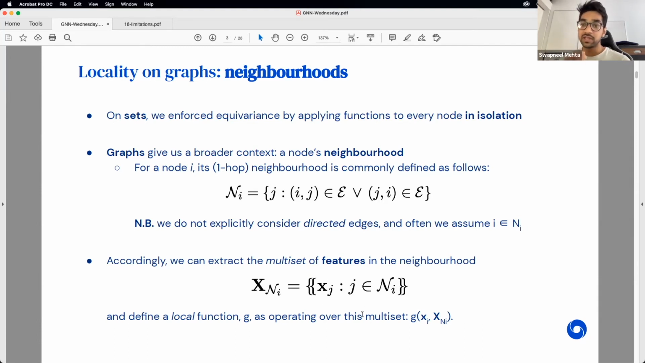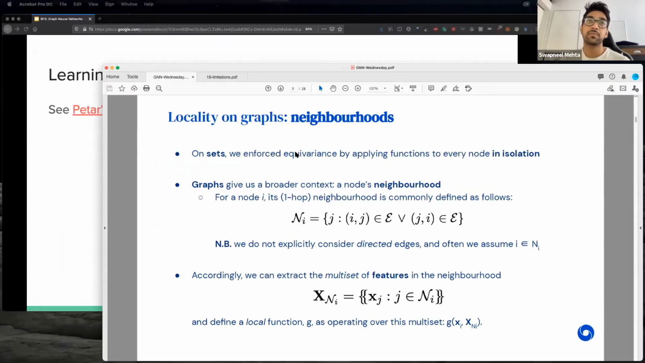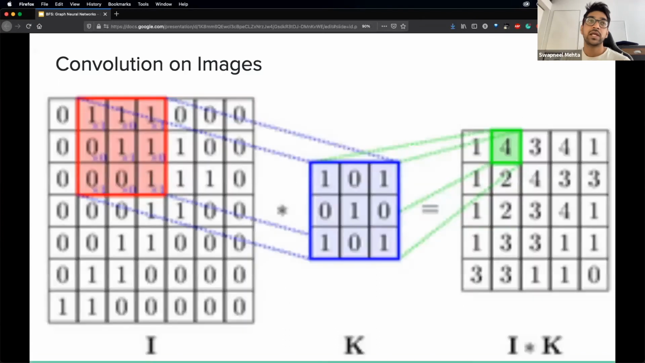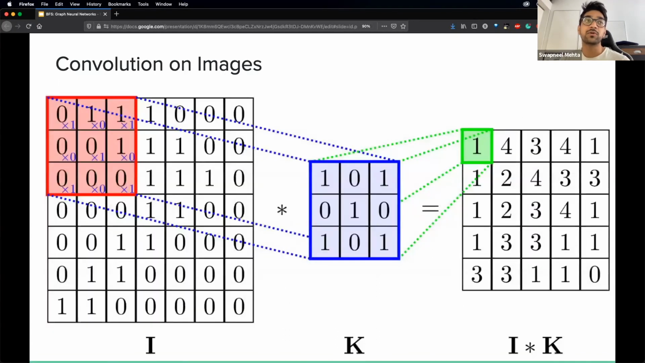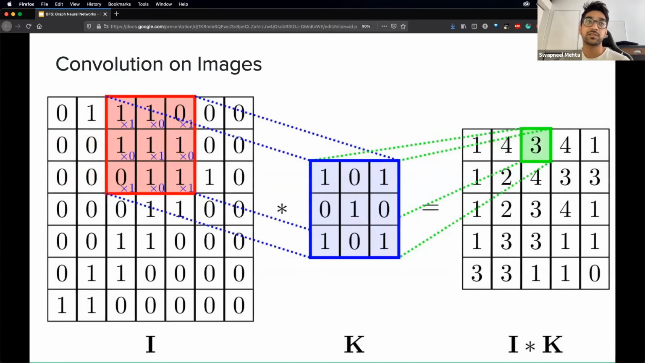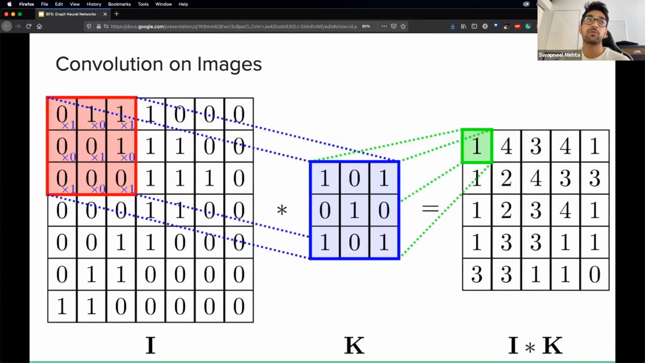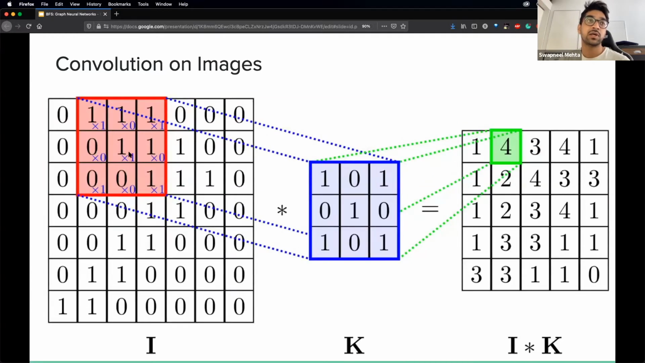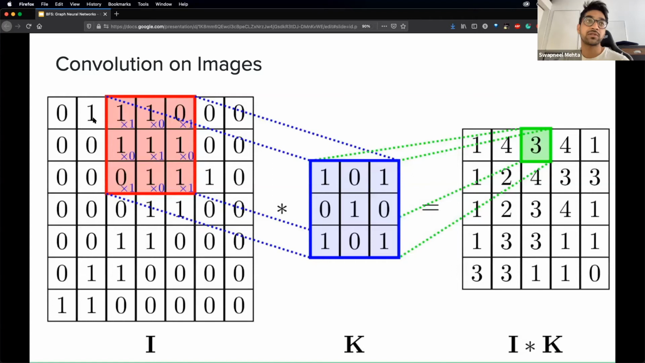And what we really want is a local function that operates on a node and its neighborhood. Think about the convolutional neural net, right? In that example, it operates on some sort of local neighborhood. So this red one is not the full image. It is just some sort of local neighborhood of this center pixel. In this case 0, in the next case 1, and then another one after it. So it operates on a local neighborhood.